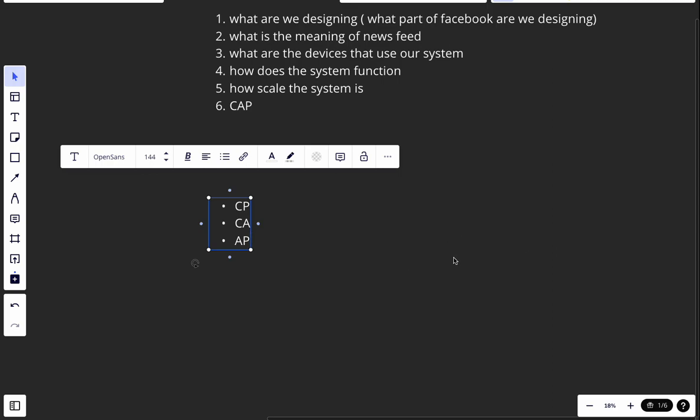So basically, when designing a distributed system, we as developers must carefully consider the trade-offs between consistency, availability, and partition tolerance based on the system's requirements, use cases, and importance of data integrity versus availability.